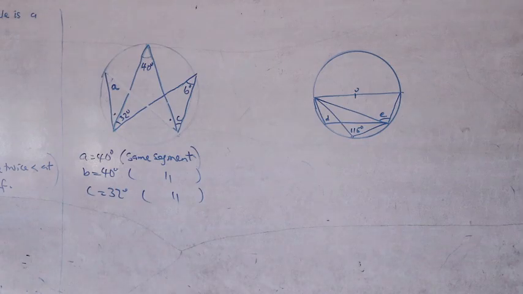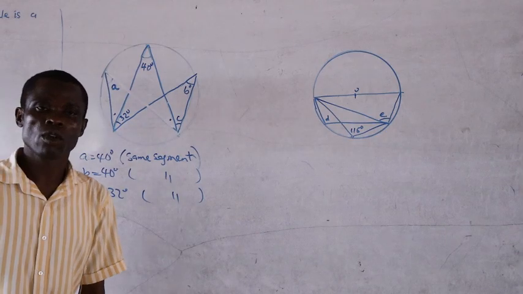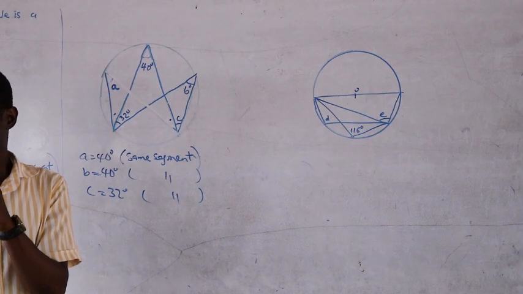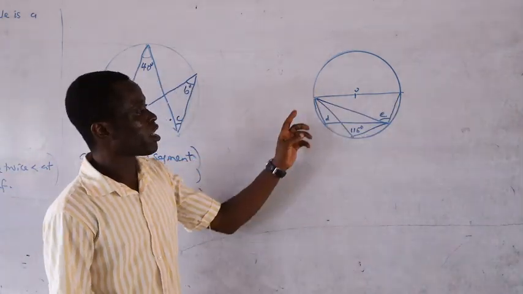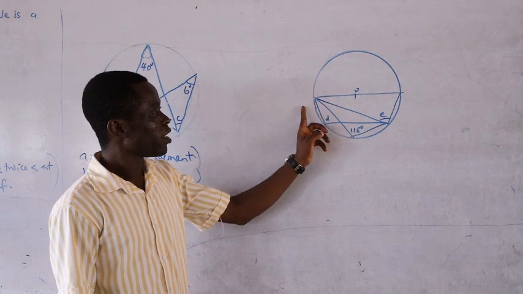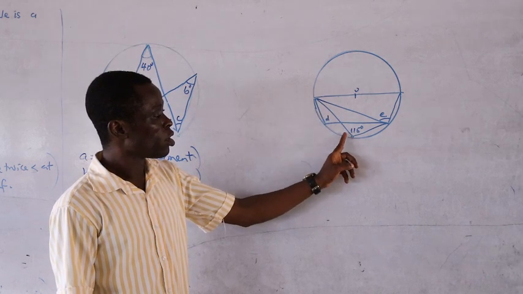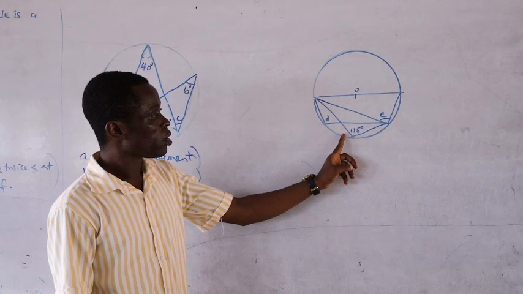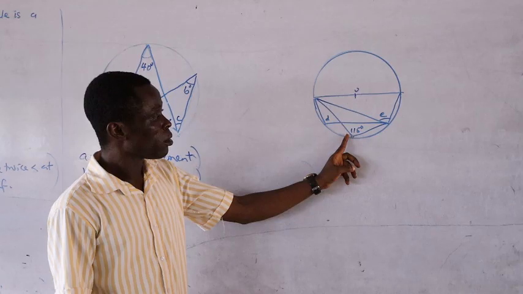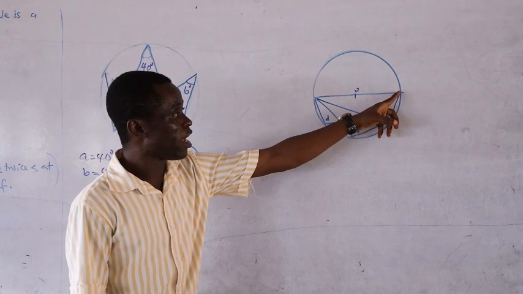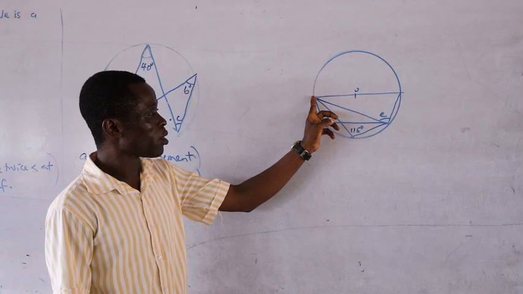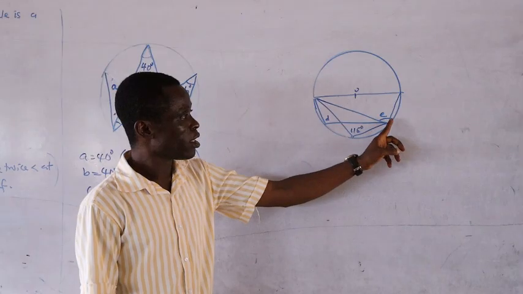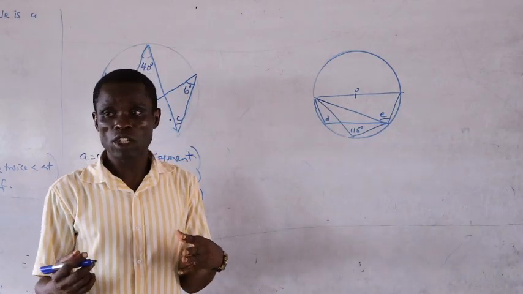Now, like I said earlier, before you can use angle in a semicircle equals a right angle, you must have a diameter. The line must pass through the center. This is a diameter. From the starting point of this diameter, we have a line here. But this one has nothing to do with the end point of this diameter. But look at this. This is the starting point, we have a line, and this is the end point, we have another line, and the two lines are joined together.